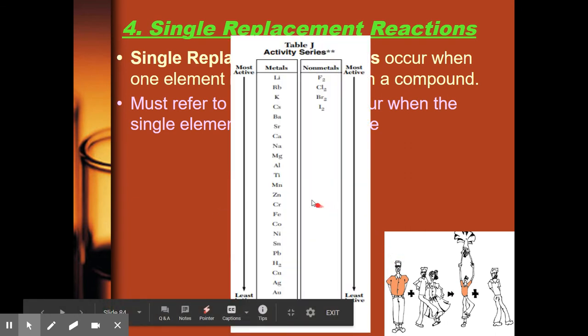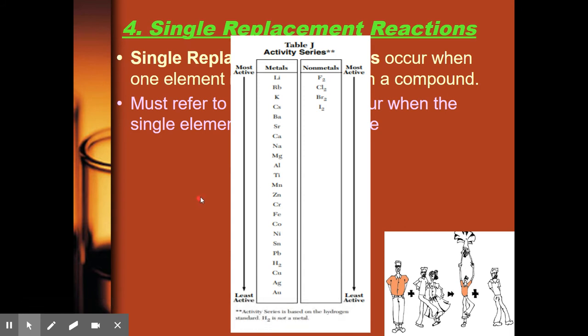So I'm just going to pop up table J here. I'm not going to leave it up because we can't see the rest of the slide, but this is what table J looks like. So let's say we have zinc. Find zinc. Zinc is here. Zinc reacting with hydrochloric acid. If you remember what hydrochloric acid is, it's HCl.